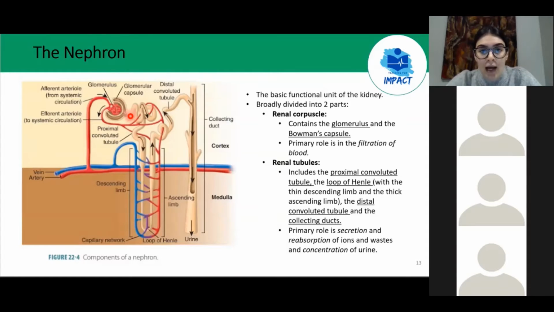So once it's out of our Bowman's capsule, we move into the rest of the tubular system. That's composed of the proximal convoluted tubule, the loop of Henle, which is composed of the descending limb and the ascending limb, the distal convoluted tubule towards the end, and then finally our collecting duct. In this portion, we have all of our ultrafiltrate. It's already been filtered, so it's traveling through our ducts. And here is where absorption and secretion and all of the fine tuning of the filtrate occurs in order to create the final product, which is urine.